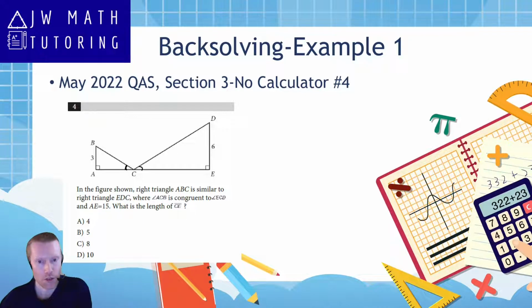All right, so since they're similar, that means that the ratio of their sides will be proportional.